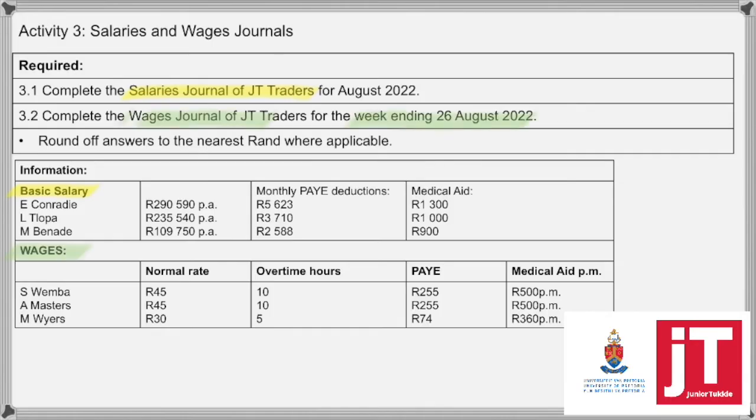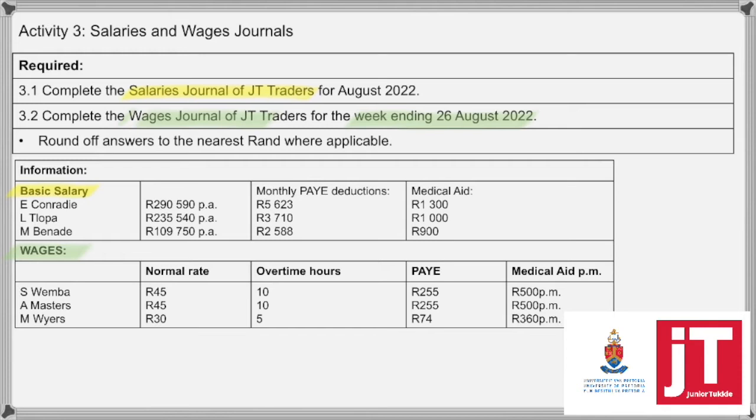Then they say complete the wages journal for the week ending 26th of August. Now this is important because technically we have a wage journal for every week. So you're going to have 4 weeks in a month, so 4 wage journals. They give us the wages for Wemba, Masters and Veyers: the rate, normal hours, overtime hours that they work, and then their pay as you earn taxes, and their medical aid per month. Yet again, the per month amounts we're most likely going to have to deduct weekly, so divide by 4.